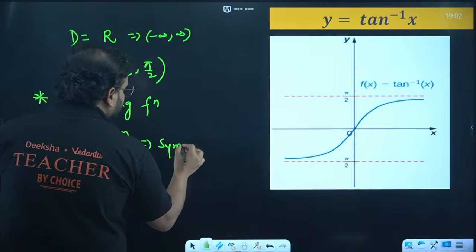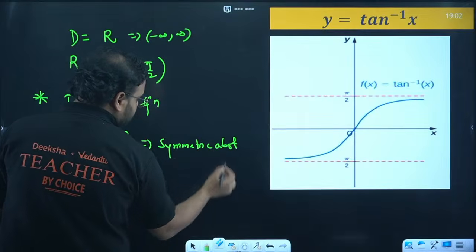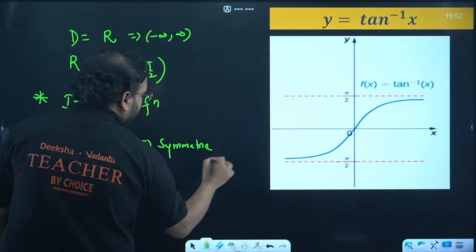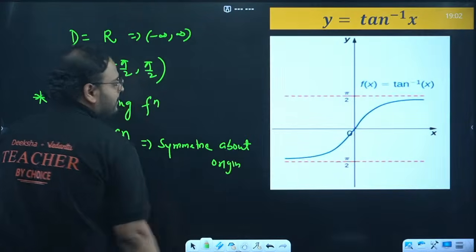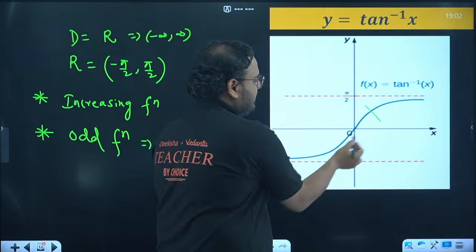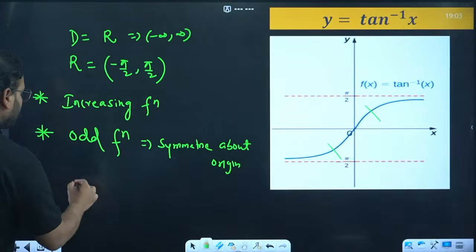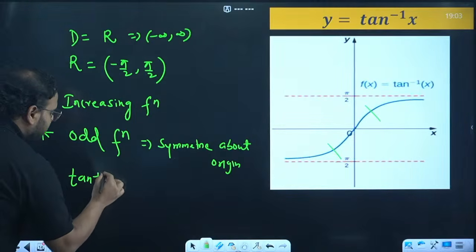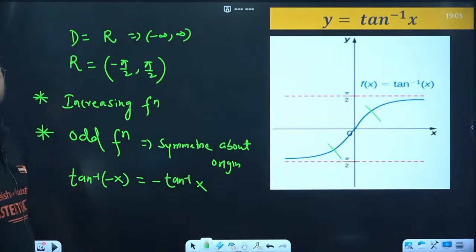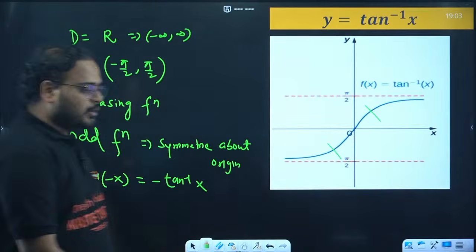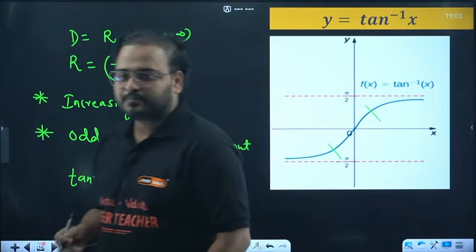because it is clearly symmetric about the origin. You see that over here? This part is reflected onto this part. So they are symmetric about the origin, correct? Hence it is an odd function. So what does it mean? It means tan inverse of minus x is equal to minus tan inverse of x. Okay, clear? So far, any doubt? If you have any doubt, please put that in the comment section. Okay, no doubts. Moving on.